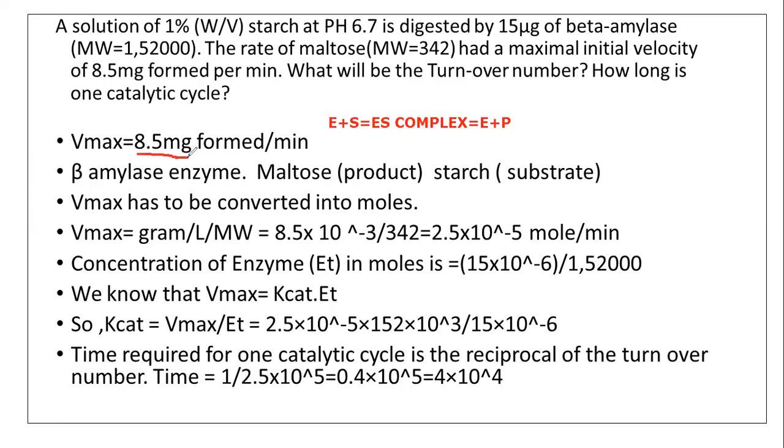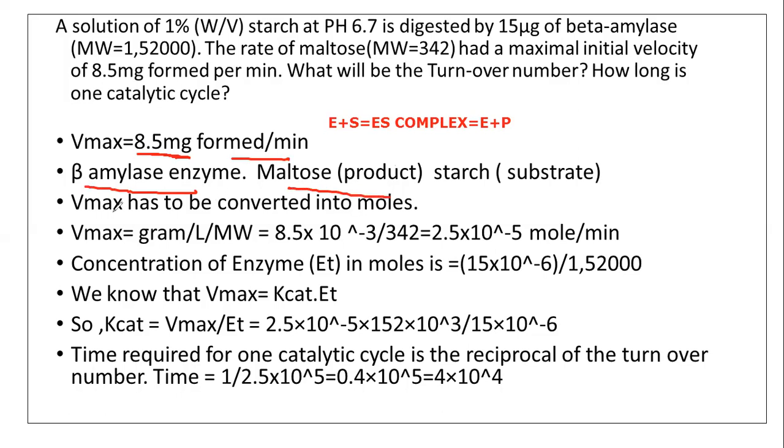For the turnover number problem, you must convert everything into moles, right? Vmax also you have to convert into moles, and enzyme concentration also you have to convert into moles. First, Vmax is 8.5 milligram per minute. Second, beta amylase is the enzyme given here, maltose is the product, and starch is the substrate.